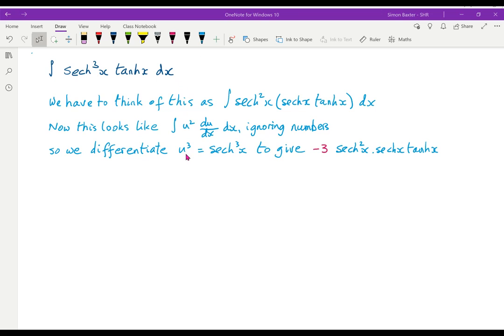And so we differentiate u cubed, which is sec cubed x, to give 3 times sec squared x tan x. That means now that our integral is equal to 1/3 sec cubed x plus c.